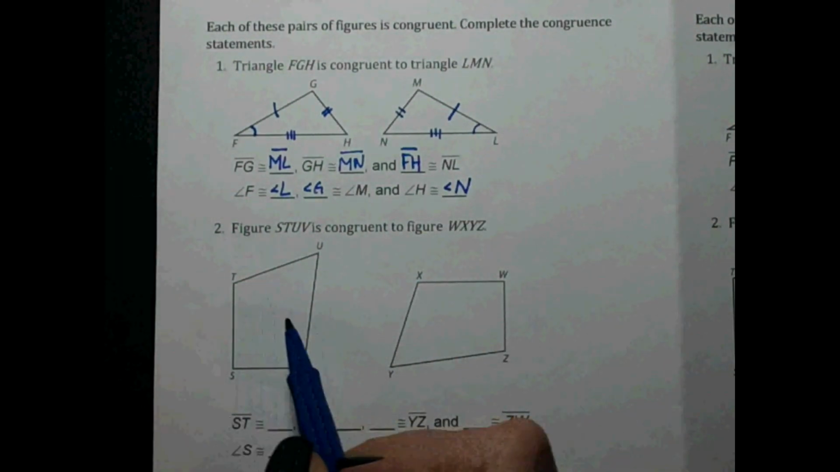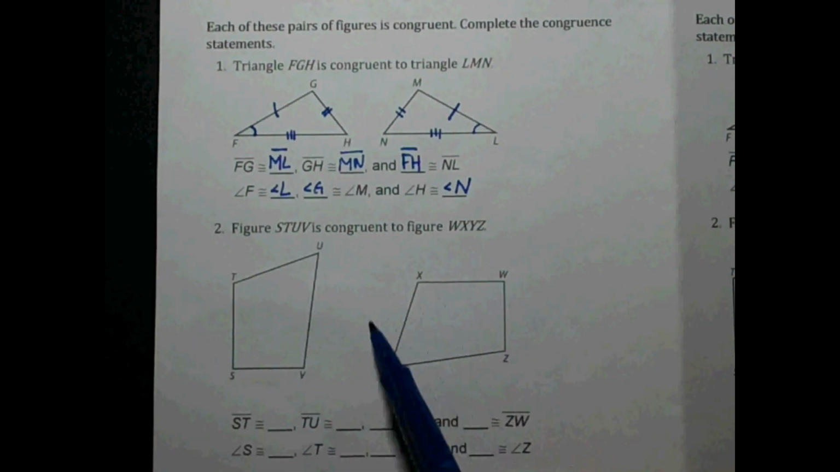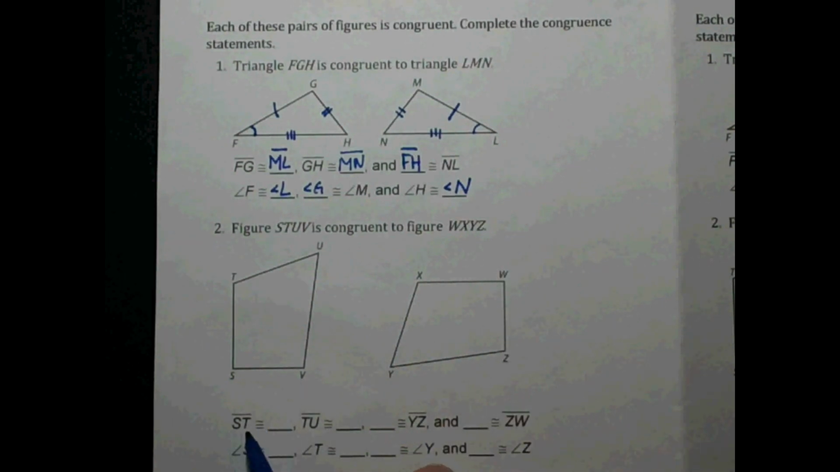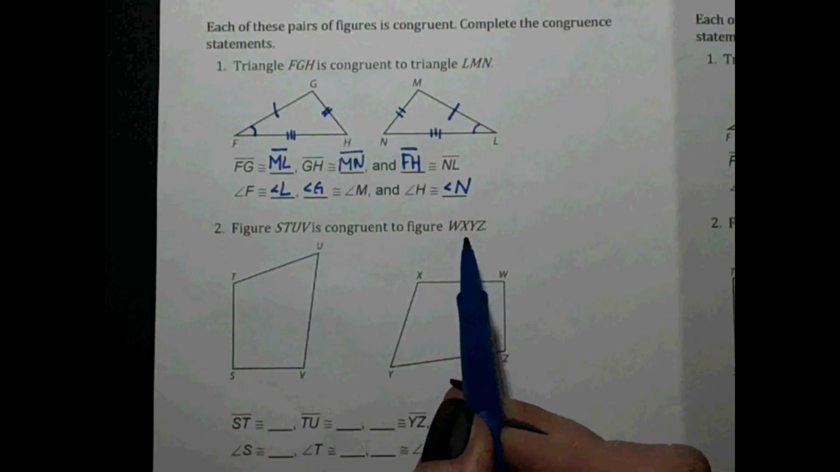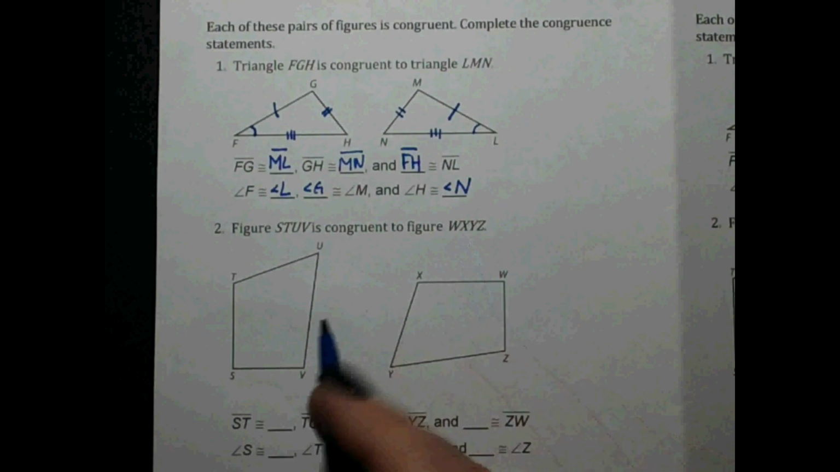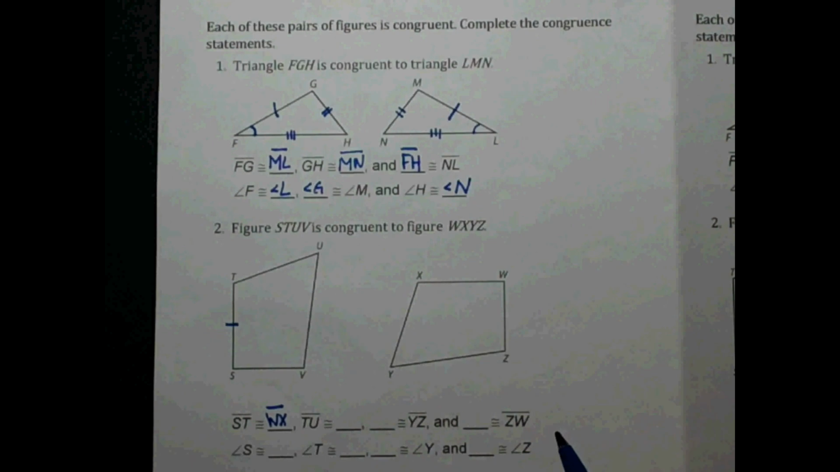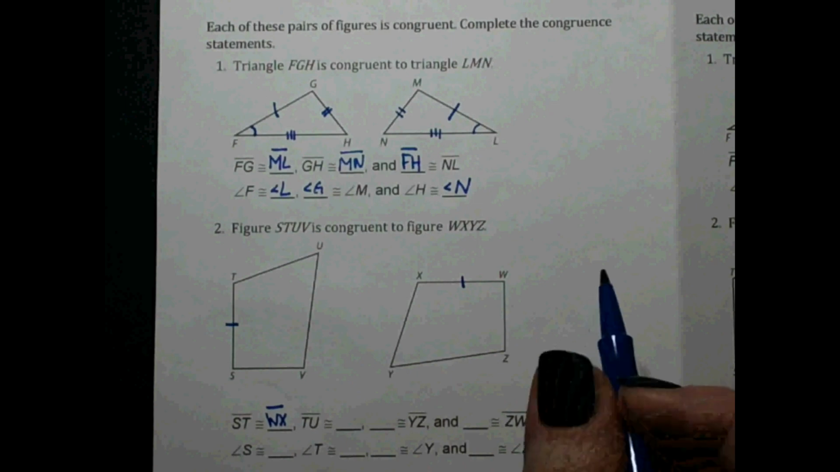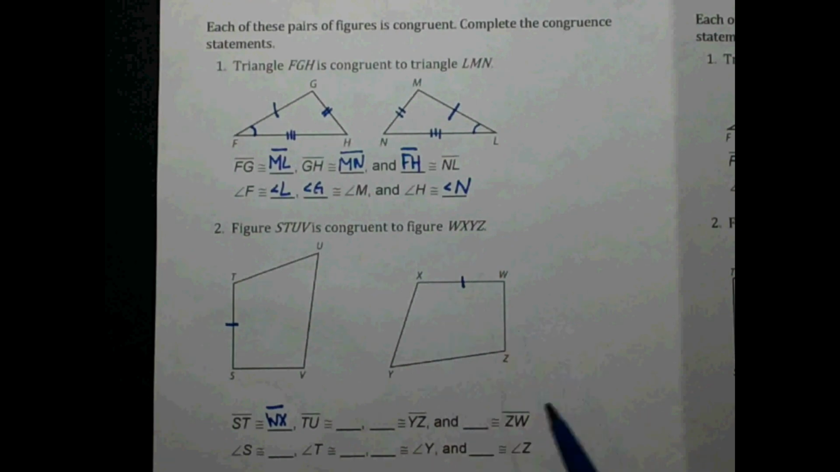All right, let's jump down here to the next example. So figure STUV is congruent to figure WXYZ. So that means that side ST, let's look up here at the way it's labeled, ST are the first two letters. It's going to correspond with the first two letters of our other figure, so WX. So you can see that this side here would be congruent to side WX, which is this side here. So if you don't have the picture, you can use the label of the figure.